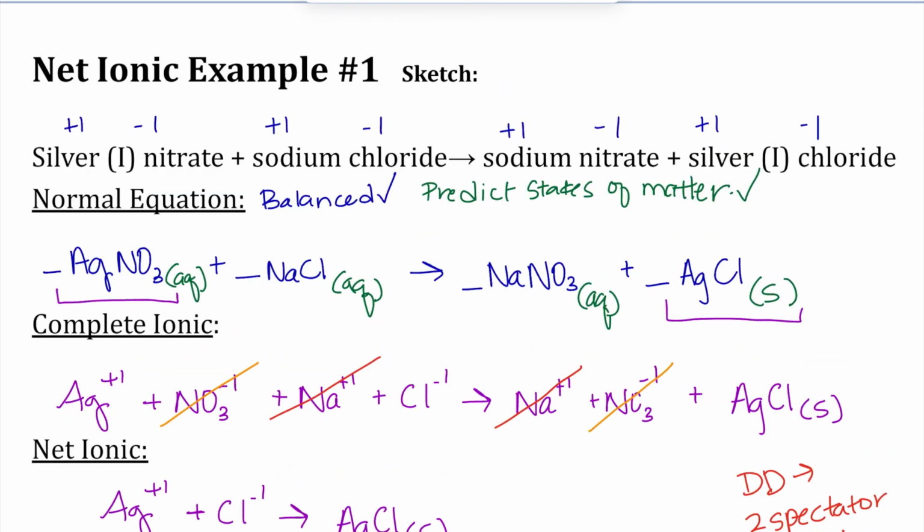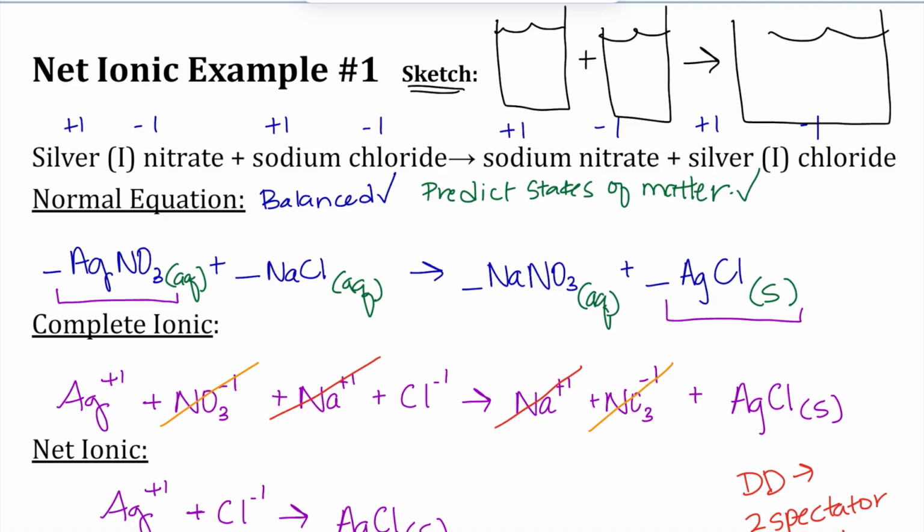Our last step on this problem is that we are going to sketch what this would look like. We're going to have each of our reactants in their own beaker, showing those with water to see how they are going to behave. Our products are going to go together in the same beaker. And now, just like we did when we were determining solubility, we are going to show how that silver nitrate is going to behave. And since that is aqueous, it's going to break into ions.